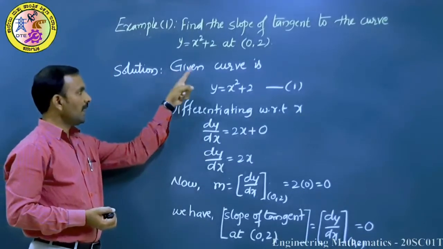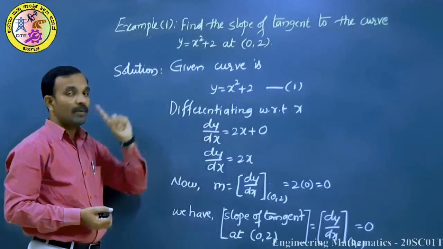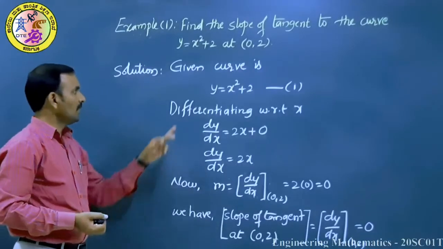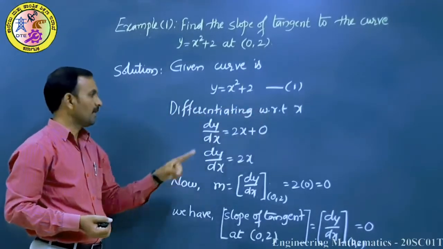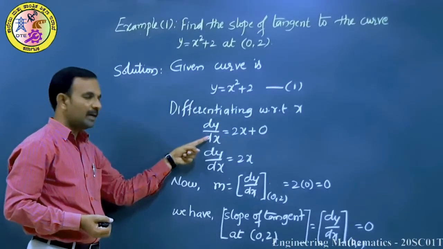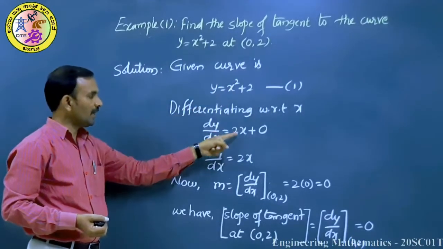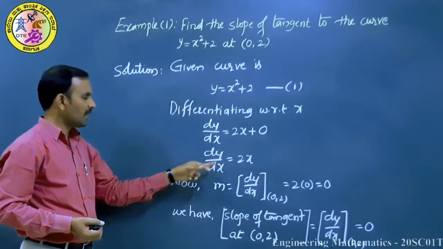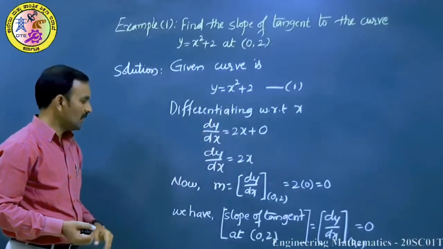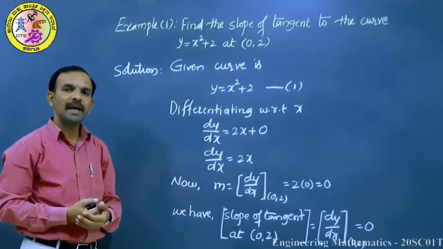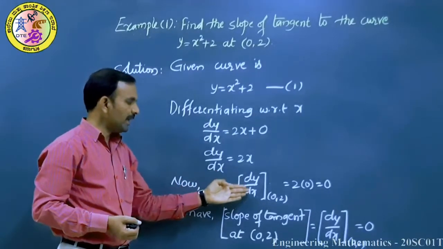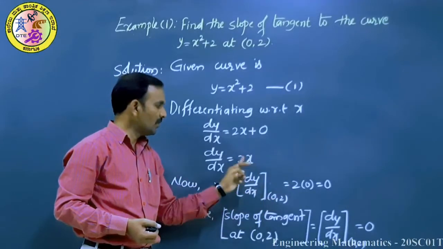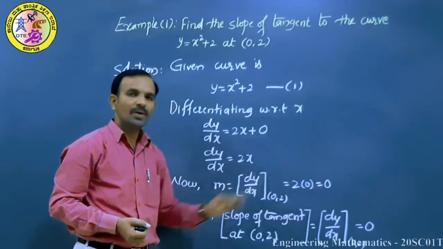Take the given curve. For any tangent and normal problem, remember, first find the derivative, then find the m value. Differentiating with respect to x, y differentiation is dy by dx equal to x square differentiation, 2x, plus 2 differentiation, 0. So dy by dx equals 2x. Now first find m. We know that m equals dy by dx at 0 comma 2, that is equal to 2x. The x value is 0, so 2 into 0 is equal to 0.